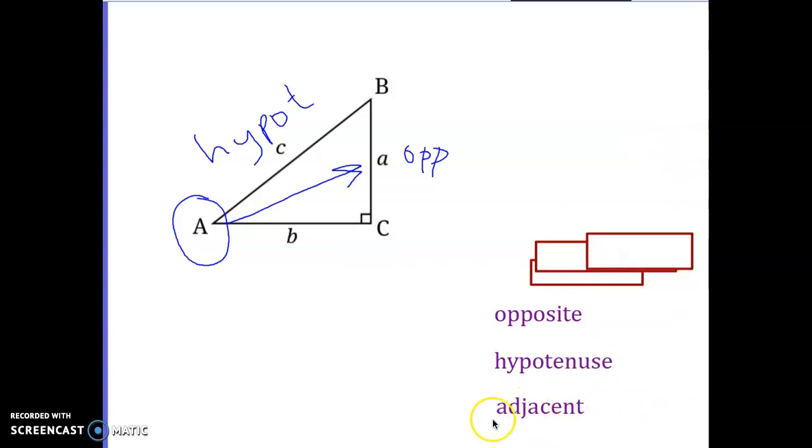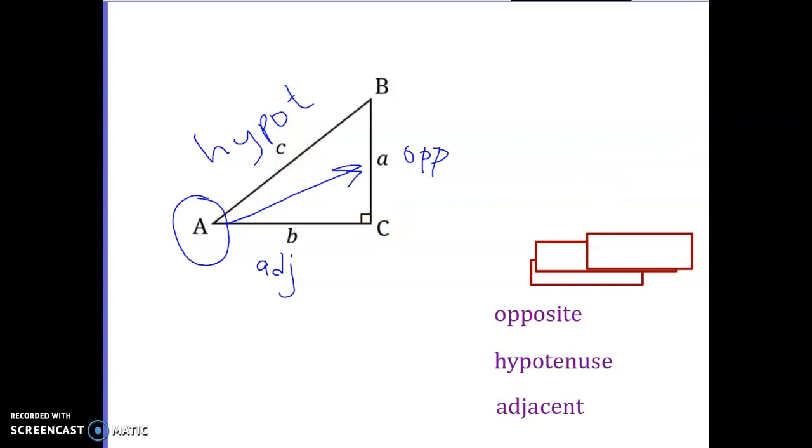You guys might remember from English that adjacent just means next to, opposite means across from. So we're using some vocabulary that you might be familiar with. And we're going to label this one ADJ, ADJ for adjacent. So the side across from the angle is the opposite. The side next to the angle that's not the hypotenuse is the adjacent. And then the side across from the right angle is the hypotenuse.